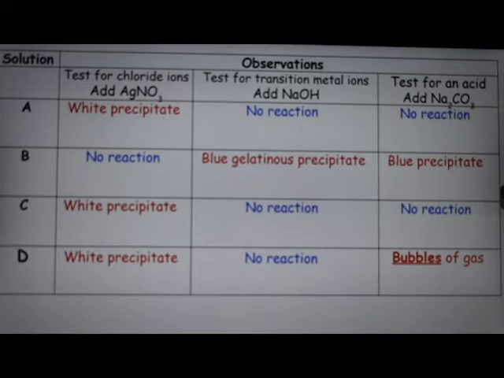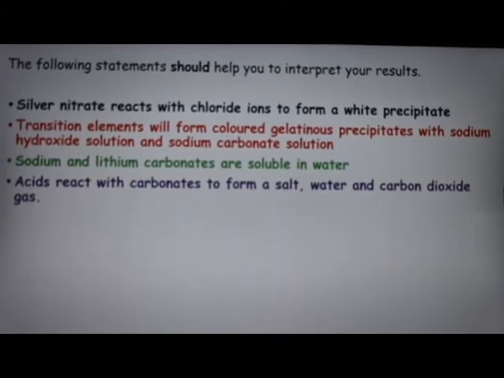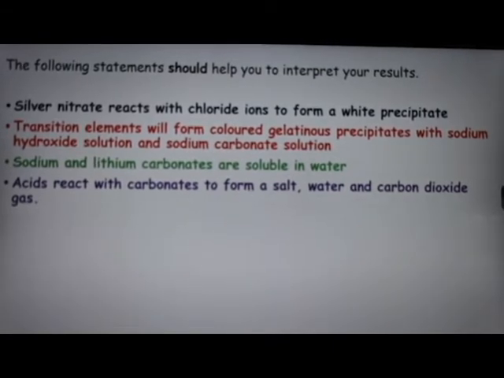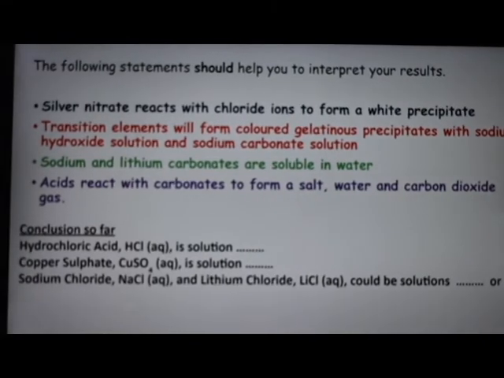You might want to pause the video in a moment. I'm going to put onto the screen some information that will help you to analyse your results table. Silver nitrate reacts with chloride ions to form a white precipitate. Transition elements will form coloured gelatinous precipitates with sodium hydroxide solution and with sodium carbonate solution. Sodium and lithium carbonate are soluble in water. Acids react with carbonates to form a salt, water and carbon dioxide gas. So use this information and your results to see if you can identify the solutions.